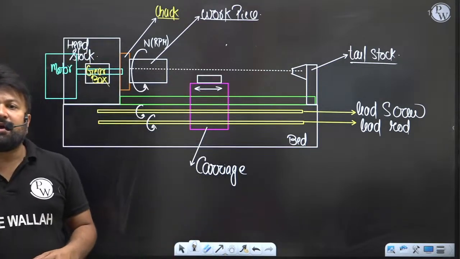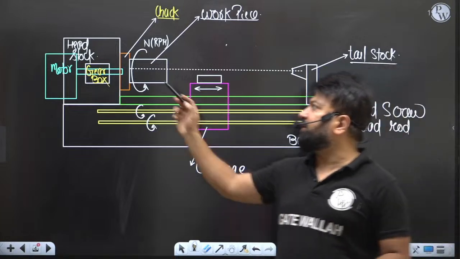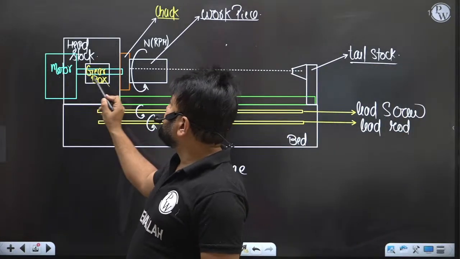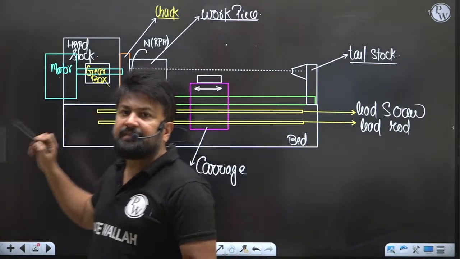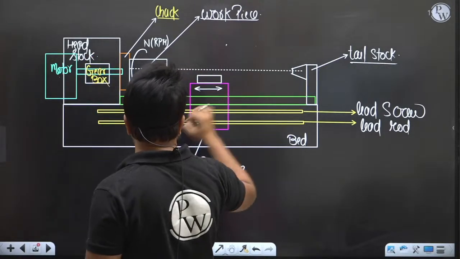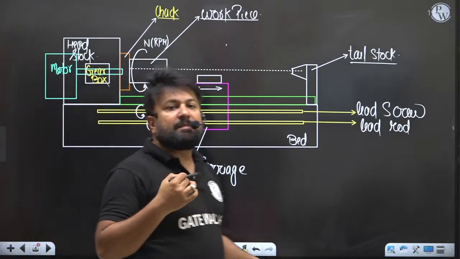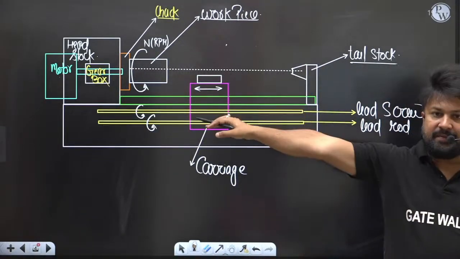Headstock, right. It contains the driving motor and gears. So here the driving motor is there, gearbox is there, right. So power is supplied from the headstock to the various components of the lathe. So power to rotate the part is delivered from here, right.